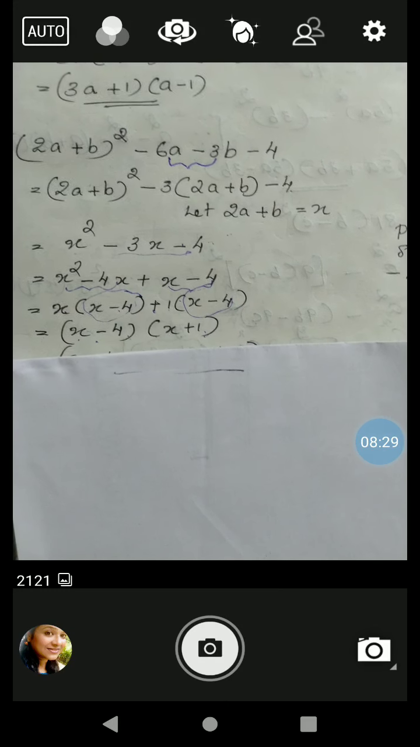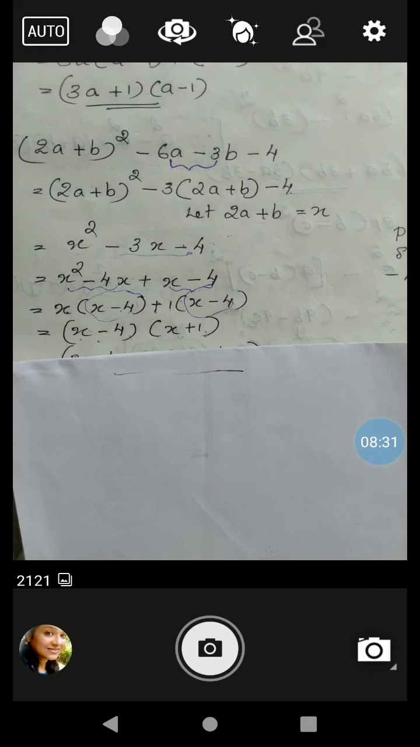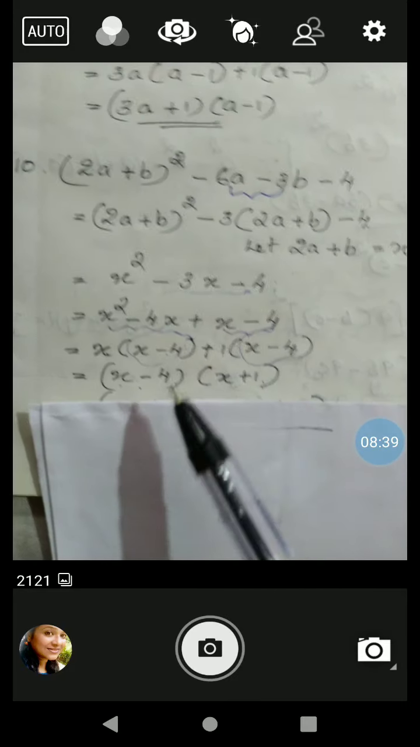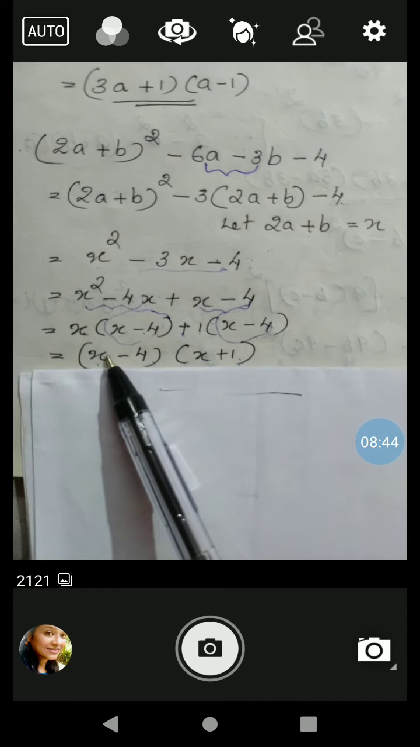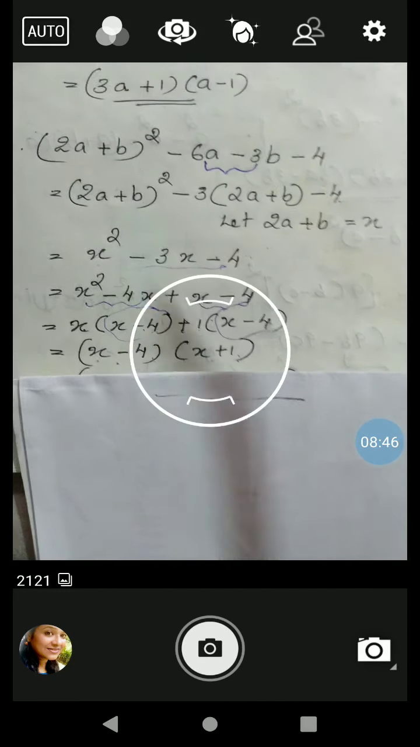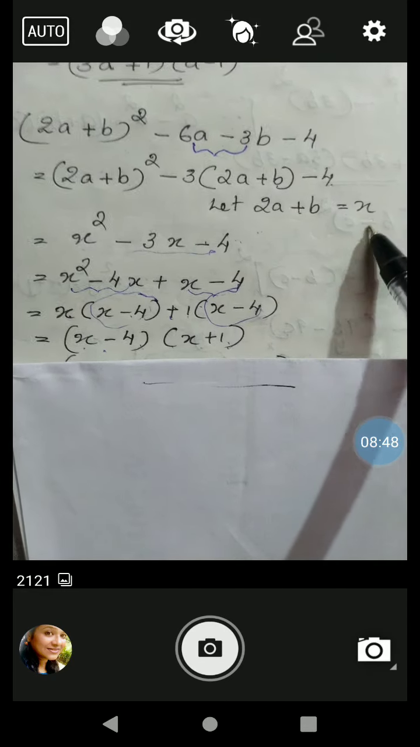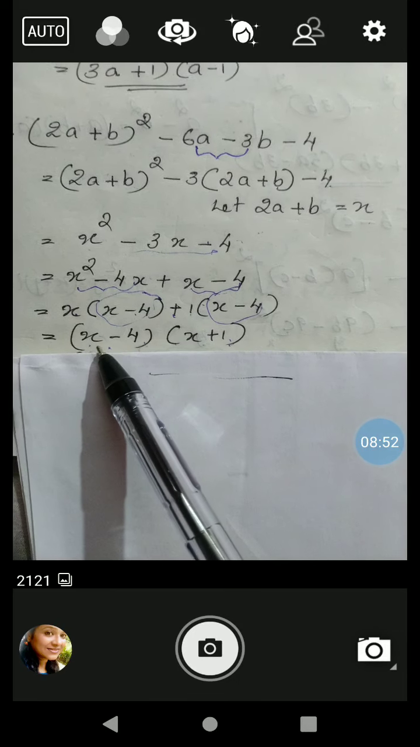x minus 4 into x plus 1. Okay, but the question is this: we get the answer in x, but we want to write the answer in a and b, no? Because x is 2a plus b. So substitute that value here. Instead of x we can substitute 2a plus b.